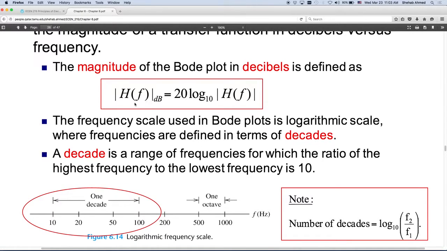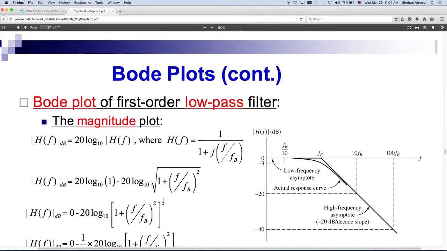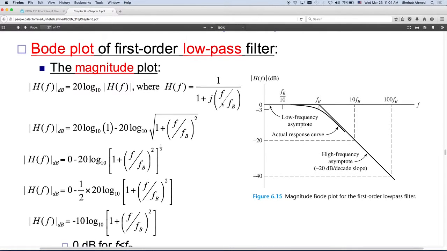So this is how you change the magnitude plot to dB, and this is how you change the frequency axis. You take the log base 10 of the frequency, so this is the number of decades. So this axis is basically the log base 10 of the frequency, and this is 20 times log base 10 of the magnitude. So let's see how we use this for the low pass and high pass filters.